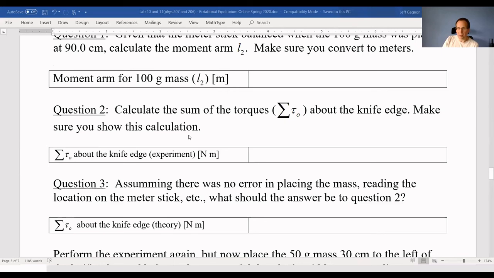Make sure you show me this calculation. Given what I did on the iPad, make sure it's something very similar to that. Question three: assuming there were no error in placing the mass, reading the location on the meter stick, etc., what should the answer be to question two? So in theory, what should the sum of the torques equal if it's in rotational equilibrium?